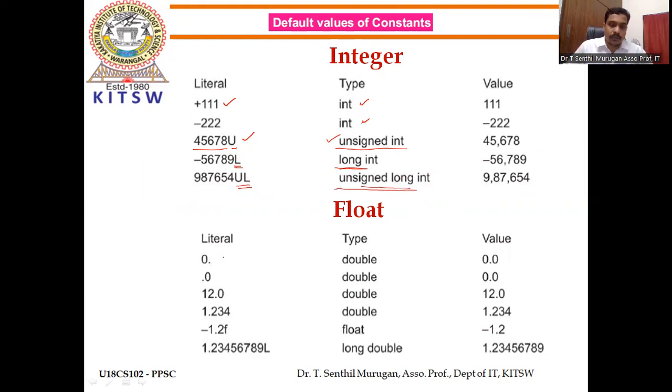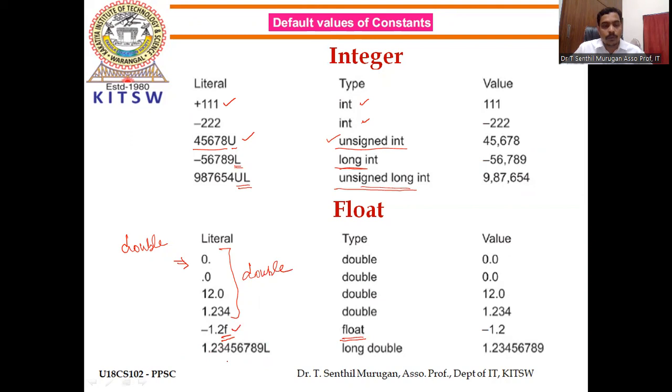For example, floating points, like 0 point something. If a number has a decimal point, the default floating value is double. If you want to declare it as float, we can use F. If you use F, then only it will be considered a float value. Otherwise, it will be considered a double value. 0, 0.0, 12.0, 1.234: there is no mention of F, so these are point numbers, and simply we can say these are double values. If it is a float number, we simply use F.